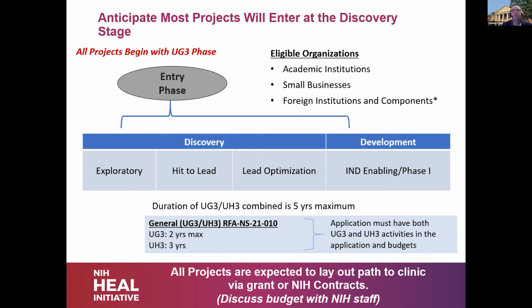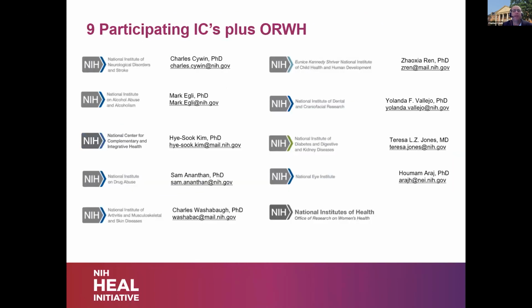There are 9 participating ICs, as I mentioned. They're all listed here. What that means is these institutes have said, and these folks you see here are willing to come in and work with us on the project teams and give us their science expertise. But if they're not available, NINDS staff will fill in for that and be the science officer for the pain indication.